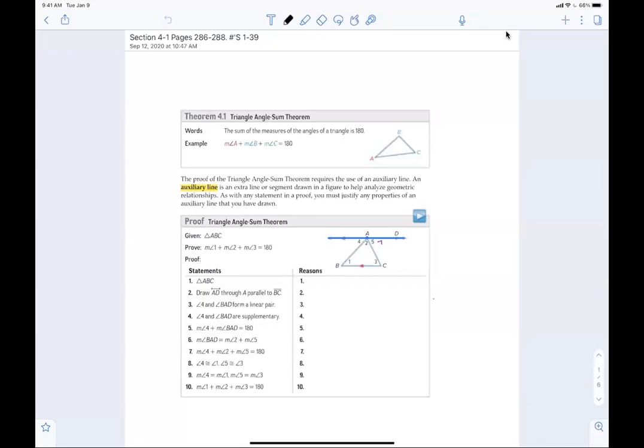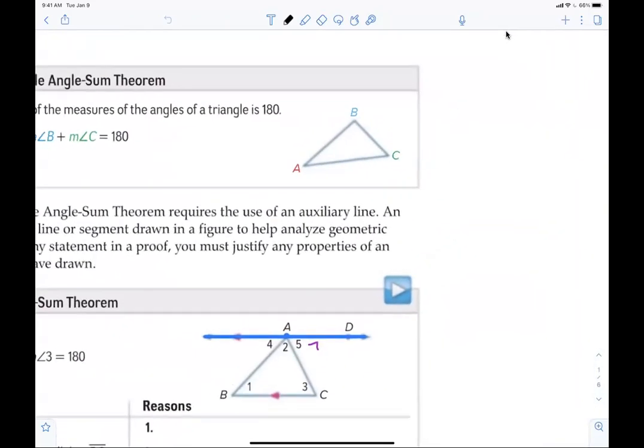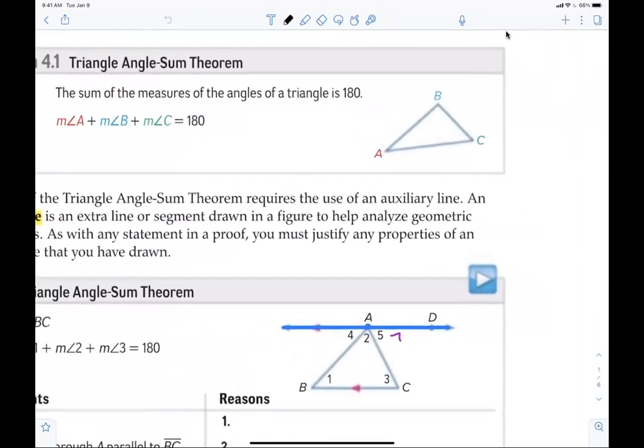Okay, so now today, very easy lesson. The proof is kind of easy. So here is the triangle, and we are trying to prove that the interior angles of the triangle add up to 180 degrees. That's what we're doing.